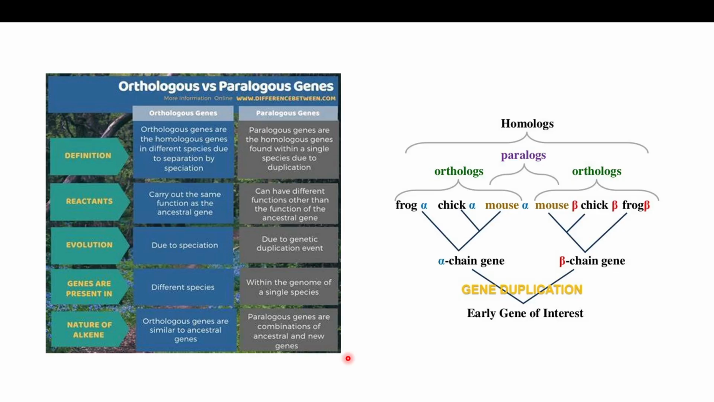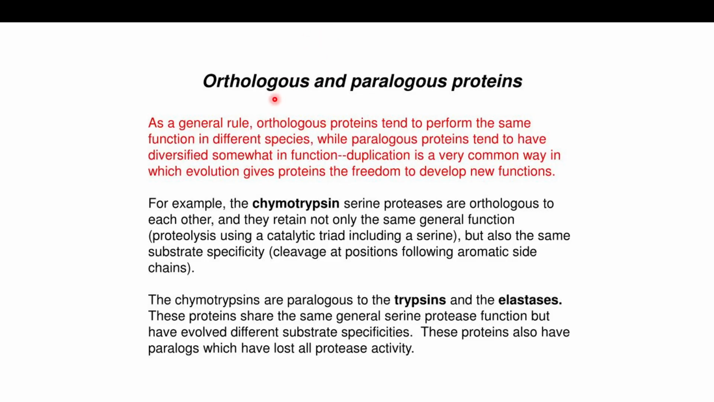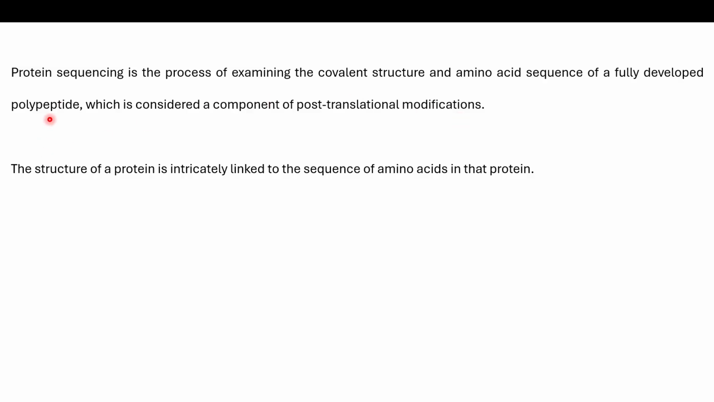So in the previous slide, we looked at orthologous versus paralogous genes, and the same analogy can be extended to orthologous and paralogous proteins. Now, basically, what is protein sequencing? It is the process of examining the covalent structure and amino acid sequence of a fully developed polypeptide, which is considered a component of post-translational modifications. The structure of a protein is intricately linked to its amino acid sequence. The sequence dictates the structure, and the structure eventually dictates the function.